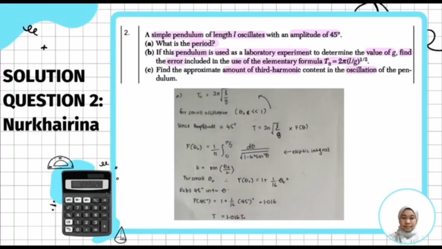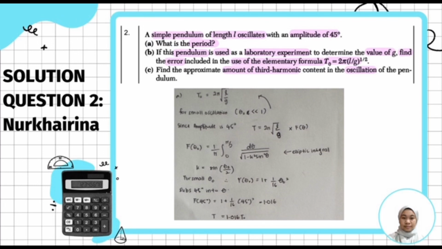A simple pendulum of length L oscillates with an amplitude of 45 degrees. For the first question, what is the period? We can use the equation T equals 2 pi square root of L over g, but this is only valid for small oscillation, which is theta naught less than 1. Since the amplitude is 45 degrees, we need to multiply T naught by a function of theta naught. The function of theta is given by an elliptic integral as stated in the solution given.